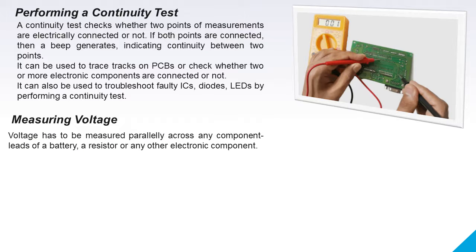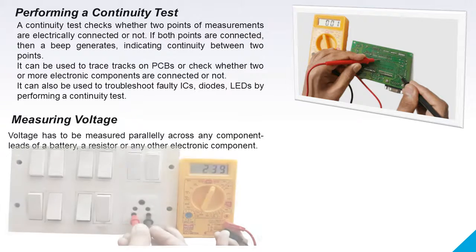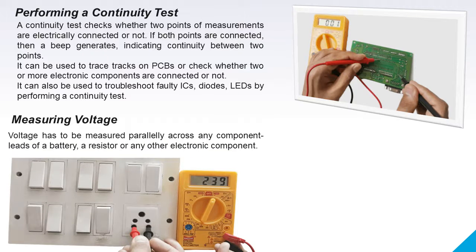Second functionality of the multimeter is measuring the voltage. Voltage has to be measured parallelly across any component, leads of a battery or a resistor or any other electronic component. So if you want to measure the voltage of a single phase supply which is at your home or your college premises or the commercial complex or in the industry also, just take a multimeter, take its two probes and put it across the plug, and you can see the voltage is shown 239 volt.